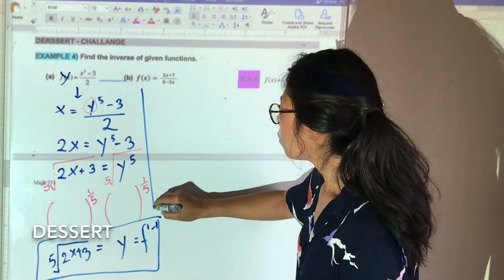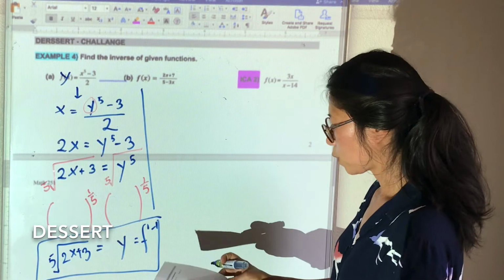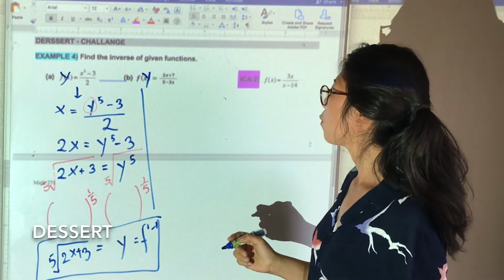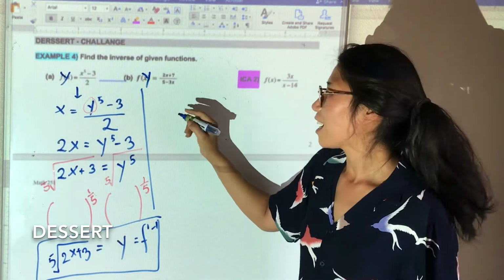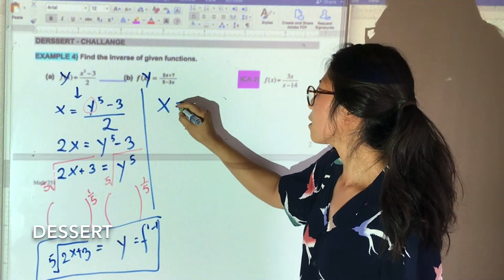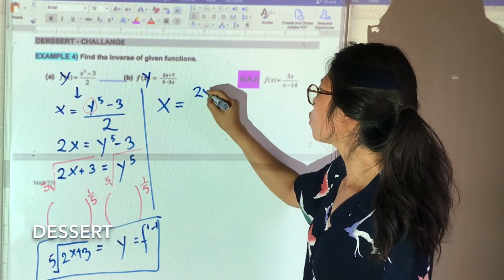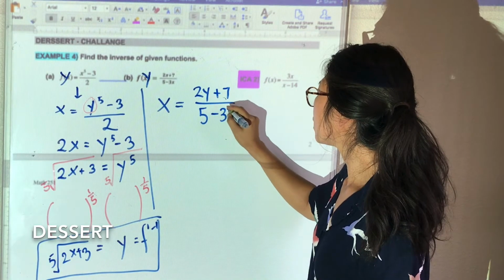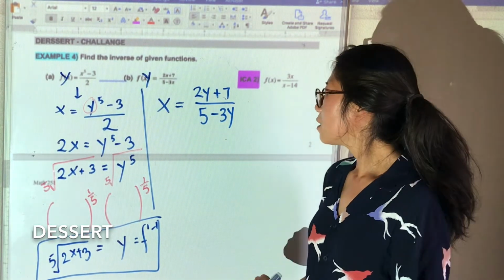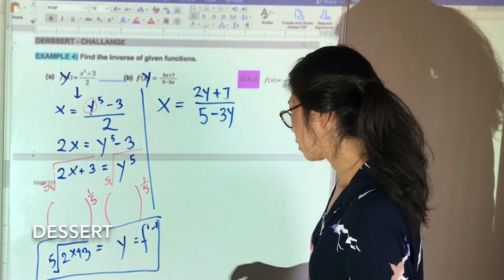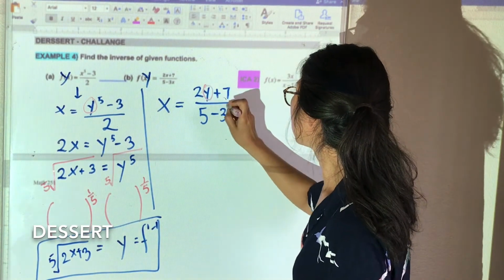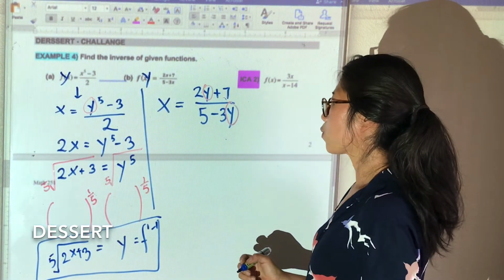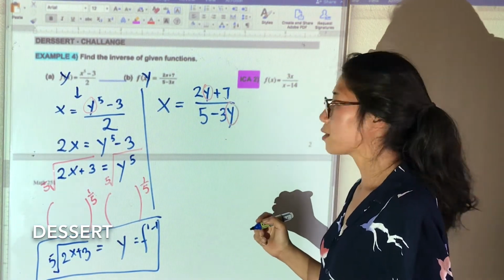Okay, let's try one more. The next one has y is equal to 2x plus 7 over 5 minus 3x. Then I'm going to switch x and y again. x is equal to 2y plus 7 over 5 minus 3y. This time we have 2 y's, so it's a little bit more challenging than the previous one. How are we going to make 2 y's into 1?